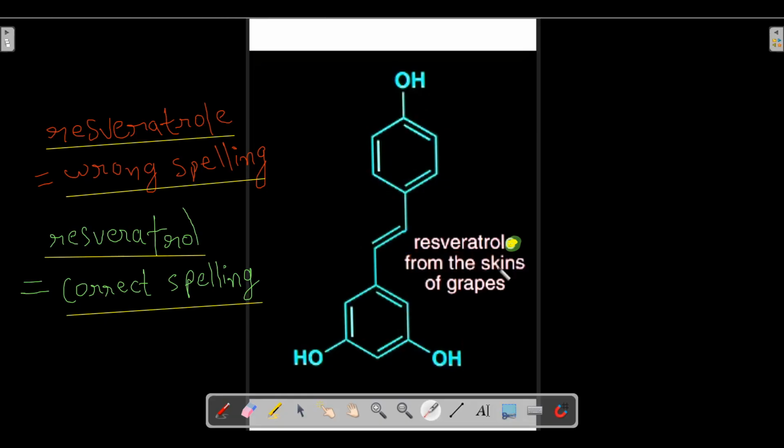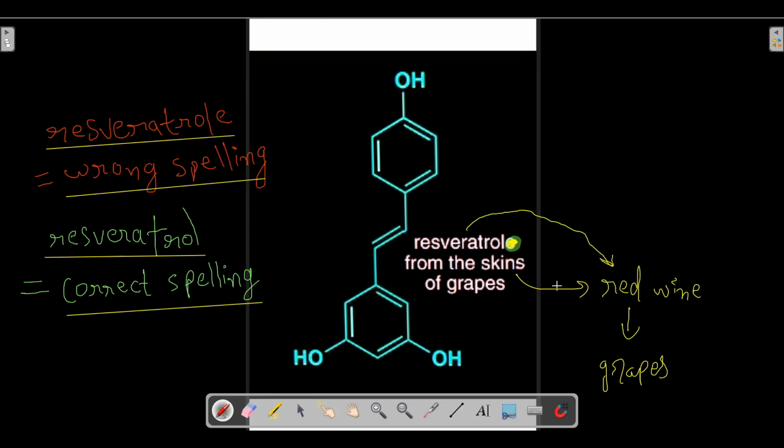It is found in the skins of grapes, and this is the reason why it is found in red wine. Why is it found in red wine? It is found in red wine because red wine is made up of grapes. That's why resveratrol is also found in red wine, because grapes consist of resveratrol. Particularly the skins of grapes contain resveratrol. So the pronunciation is resveratrol. This is the pronunciation.